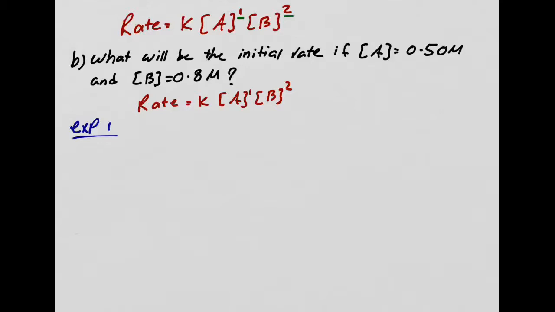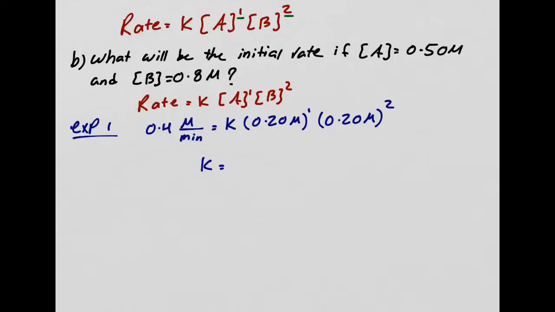So the rate is 0.4 molarity over minutes. The rate was given to you, equals K. A has a 0.20 concentration to the power of 1. And hold on, let me put the molarity. There we go. Times B also has a 0.20 concentration to the power of 2. Now, if you do this, what you end up getting for K, again, the algebra, you got it down. I'm not worried about you for algebra. You get 50.